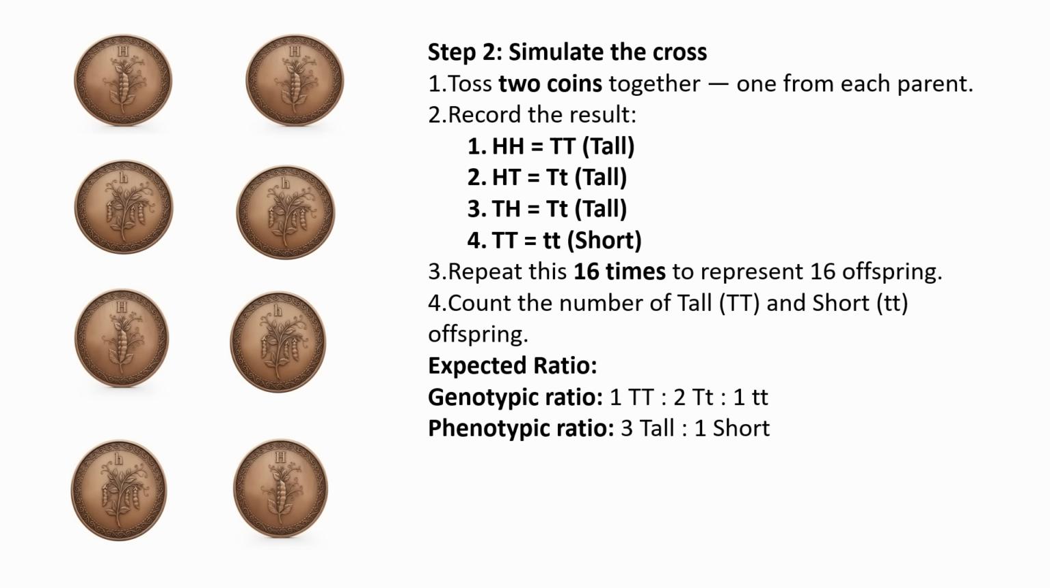So repeat this tossing 16 times to represent 16 offspring. Count the number of tall and short offspring. The expected genotypic ratio is 1 is to 2 is to 1 and the phenotypic ratio is 3 is to 1.